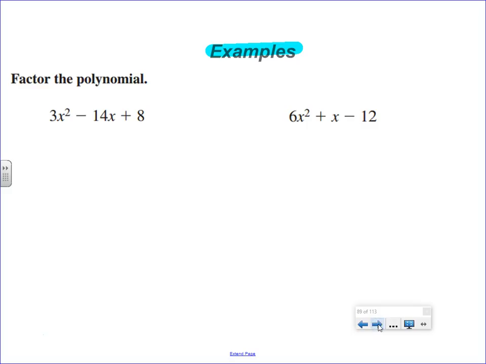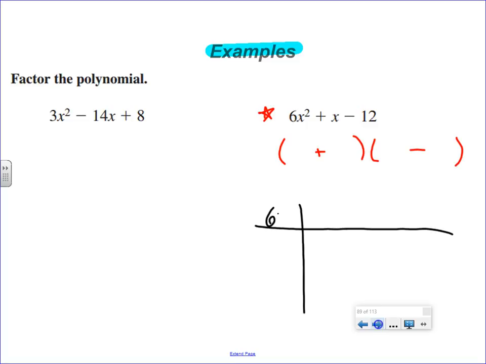Pause. Some of you were asking me questions like, can there ever be a problem where there's more than one way to write the first term? It's kind of the same thing. The last term is negative, so the signs must change. I know somehow I have a positive and a negative, right? But when I go to make my table, whose factors am I looking for first? 6x squared. Then, what am I looking for? Negative 12.